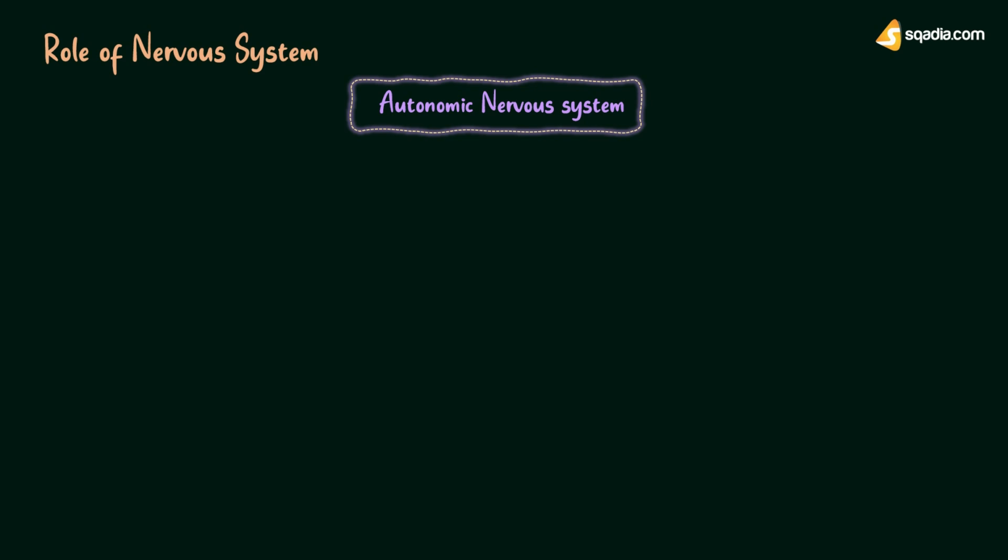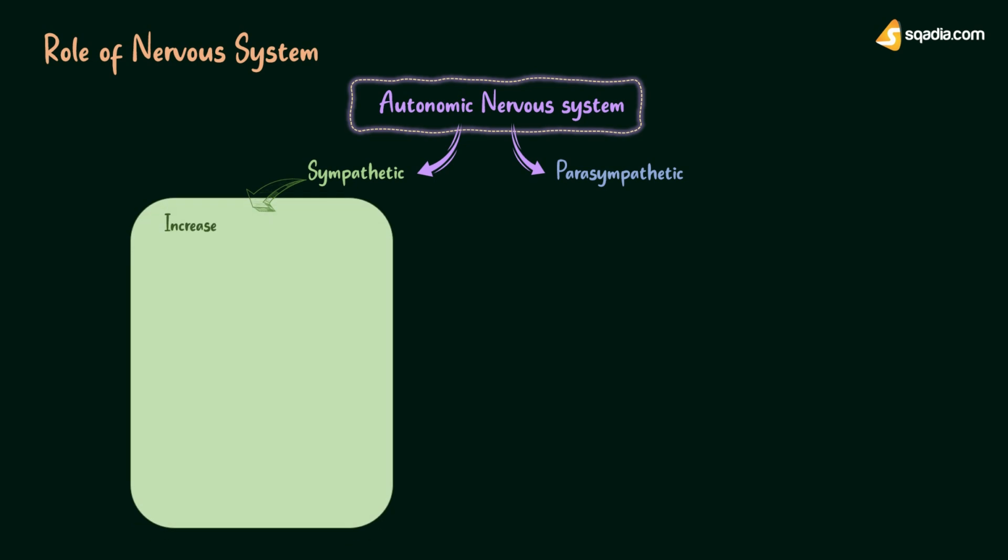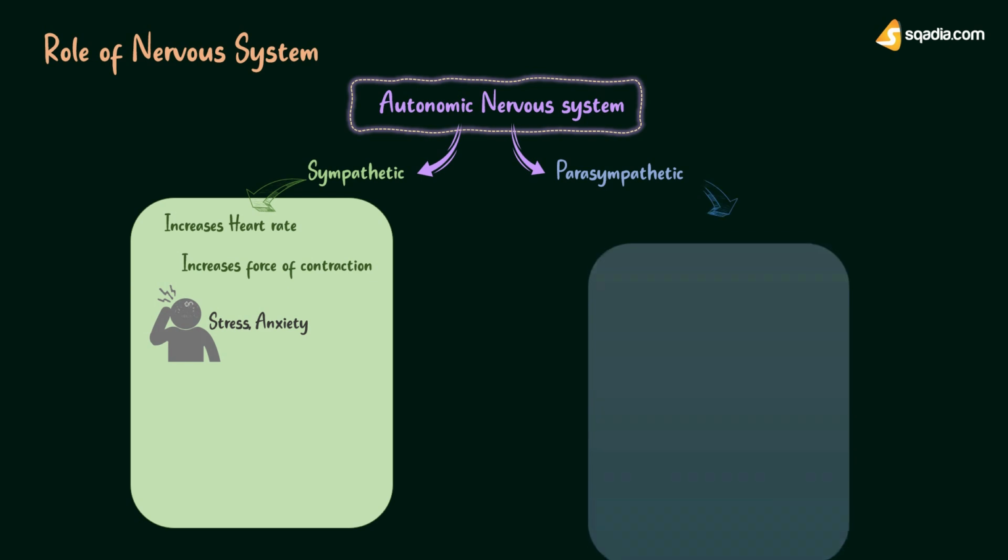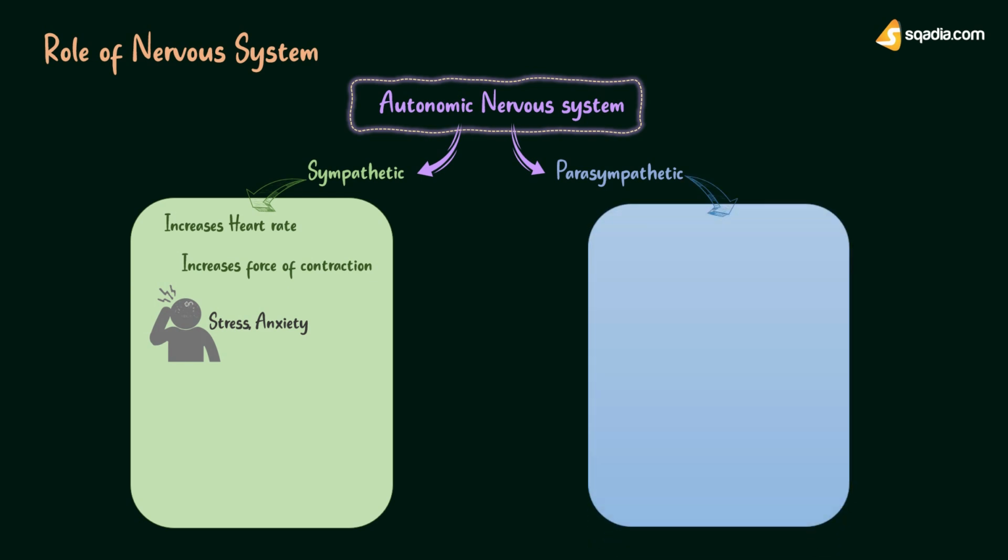Here, the autonomic nervous system, which is a component of the peripheral nervous system, controls cardiac muscle contractility. The autonomic nervous system has both sympathetic and parasympathetic divisions that work together to maintain balance. Sympathetic stimulation increases the heart rate, which is the positive chronotropic effect, and also increases the force of contraction, which is the positive inotropic effect, under stress, emotional disturbance, or during exercise.